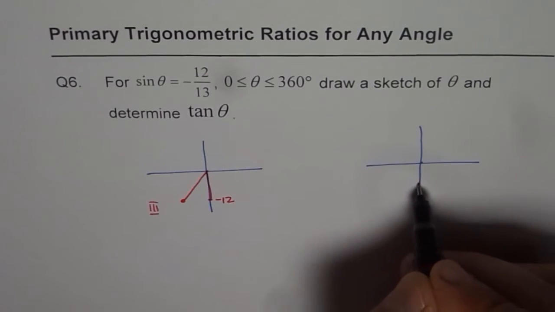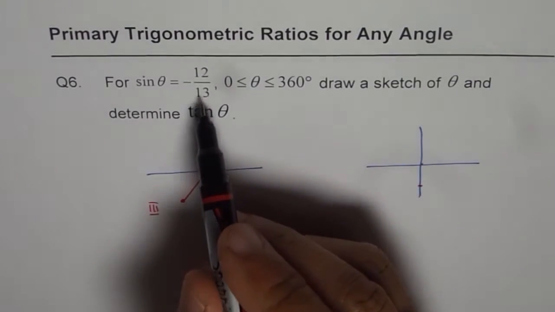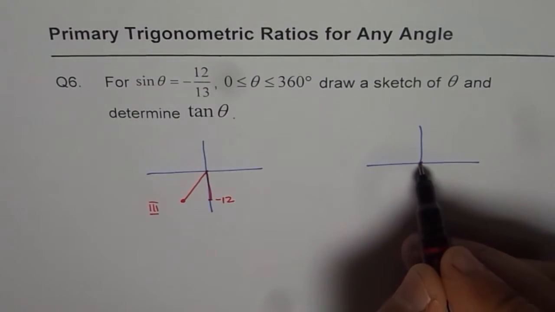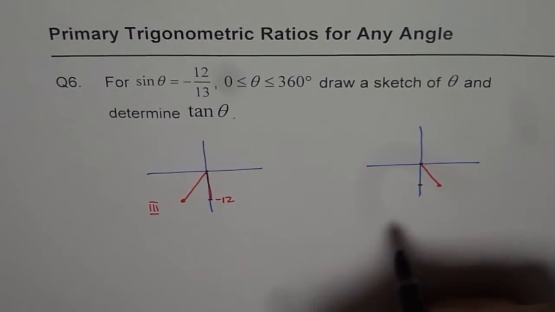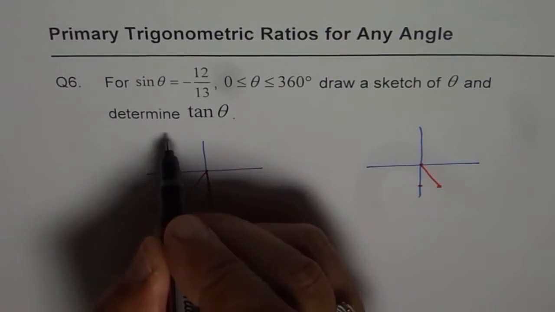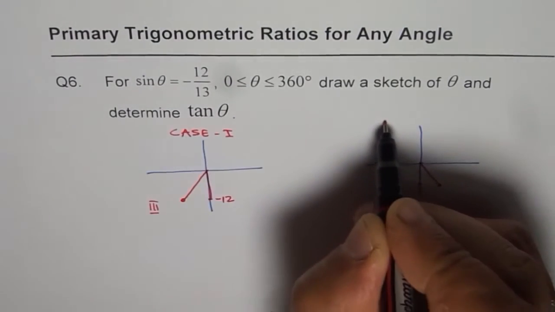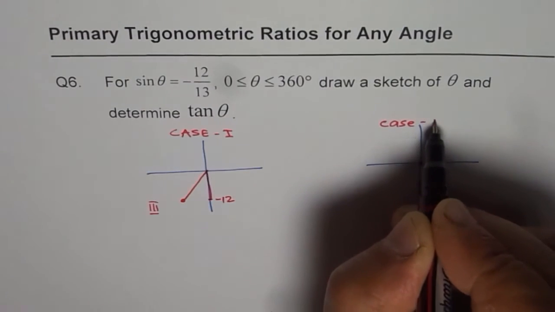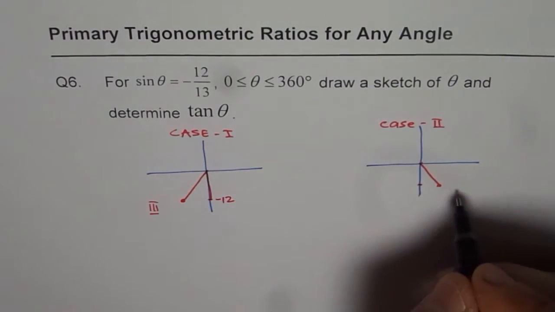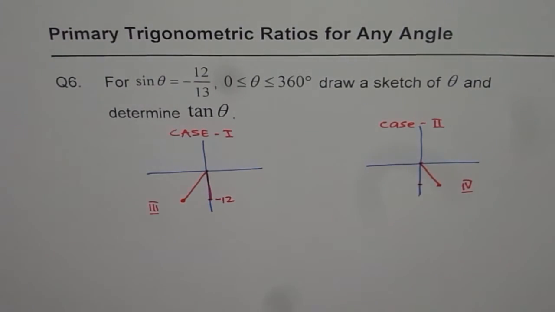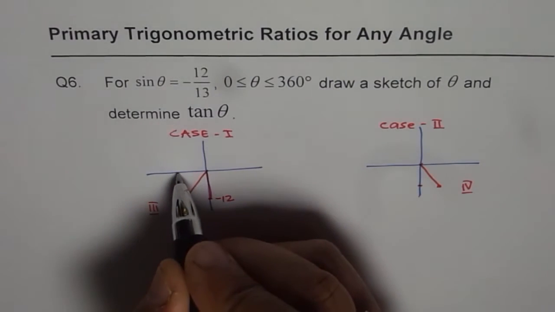Now for minus 12, this value of plus 13 could also be in quadrant 4. Here also sine theta is negative. So we have two cases. This is case 1 and this is case 2. Now we find that theta could be in quadrant 3 or in quadrant 4. Now in either case, what is the value of x?